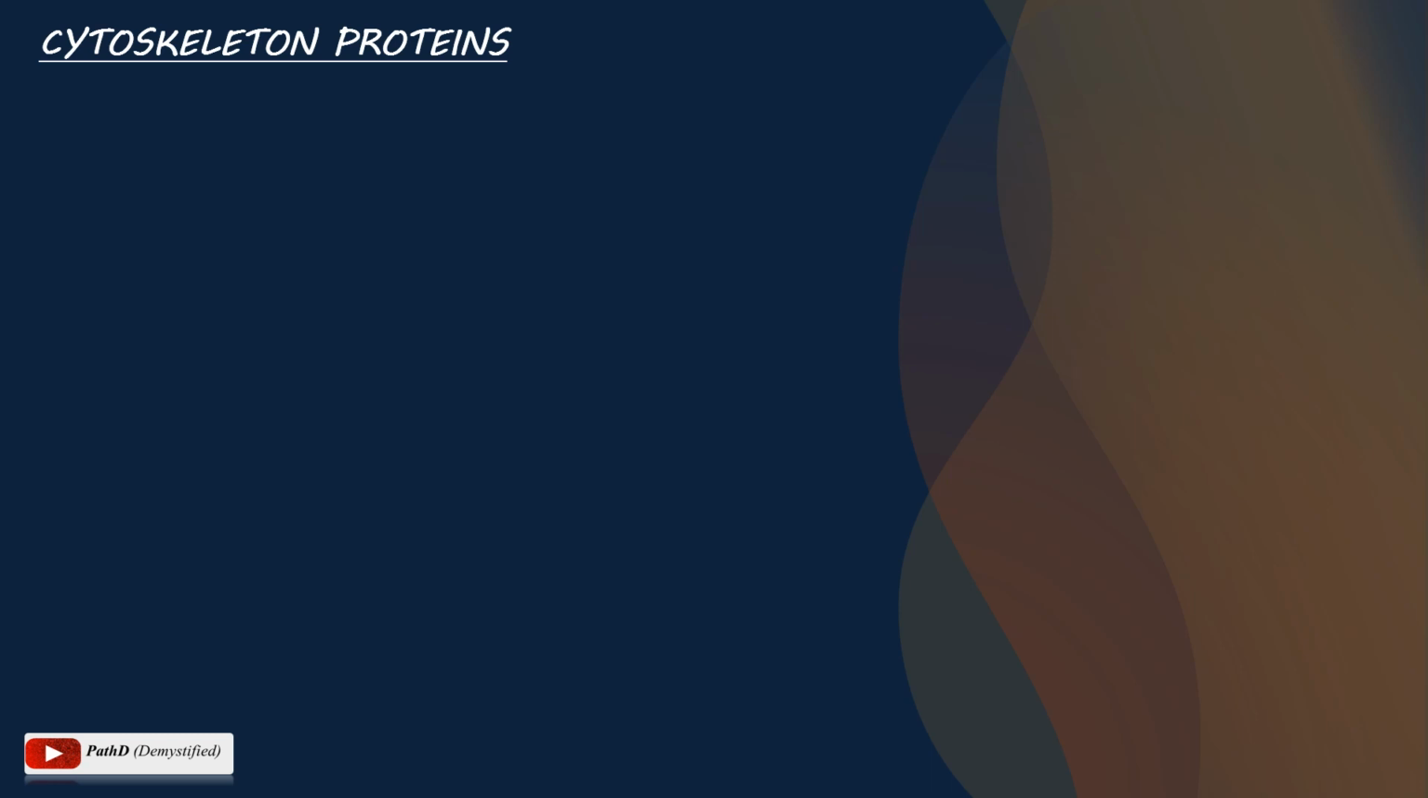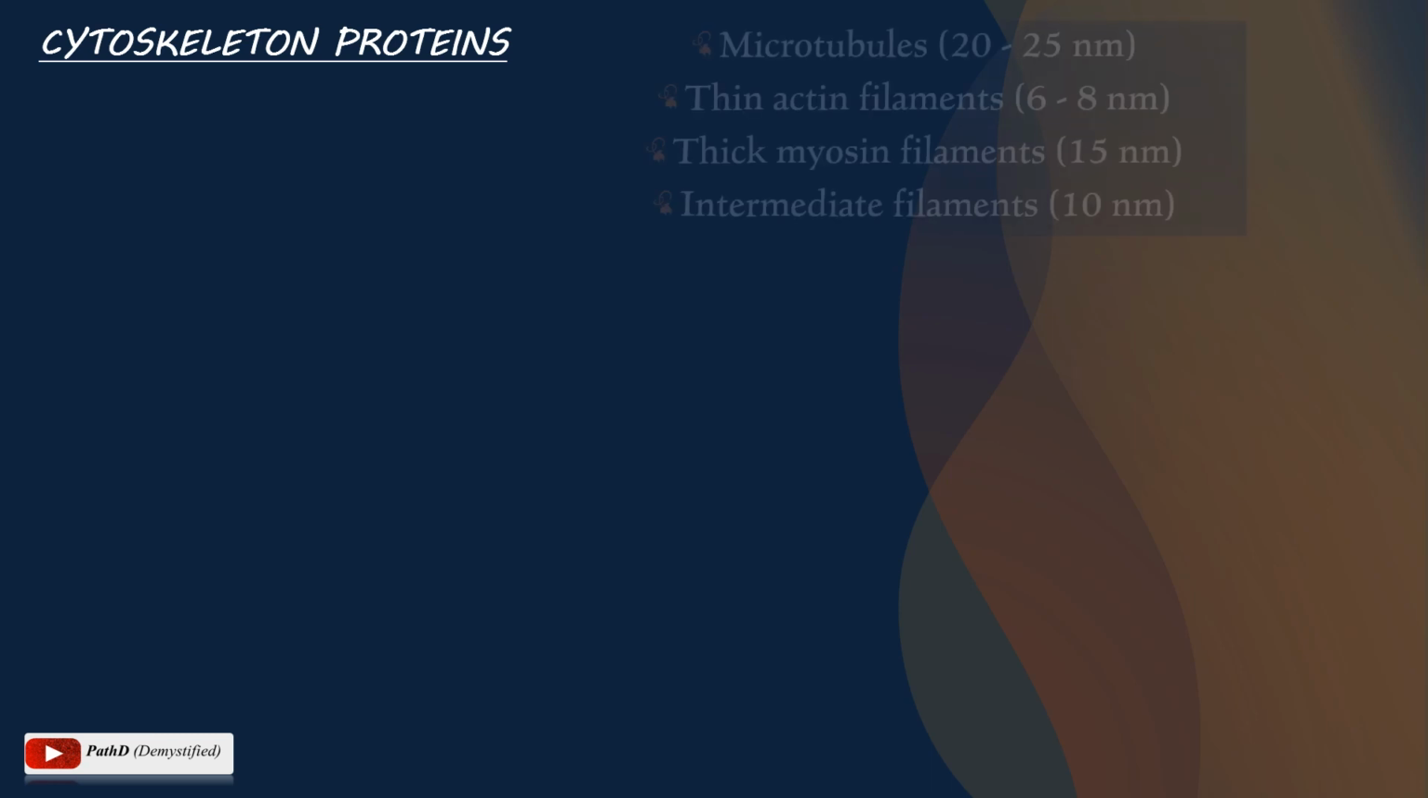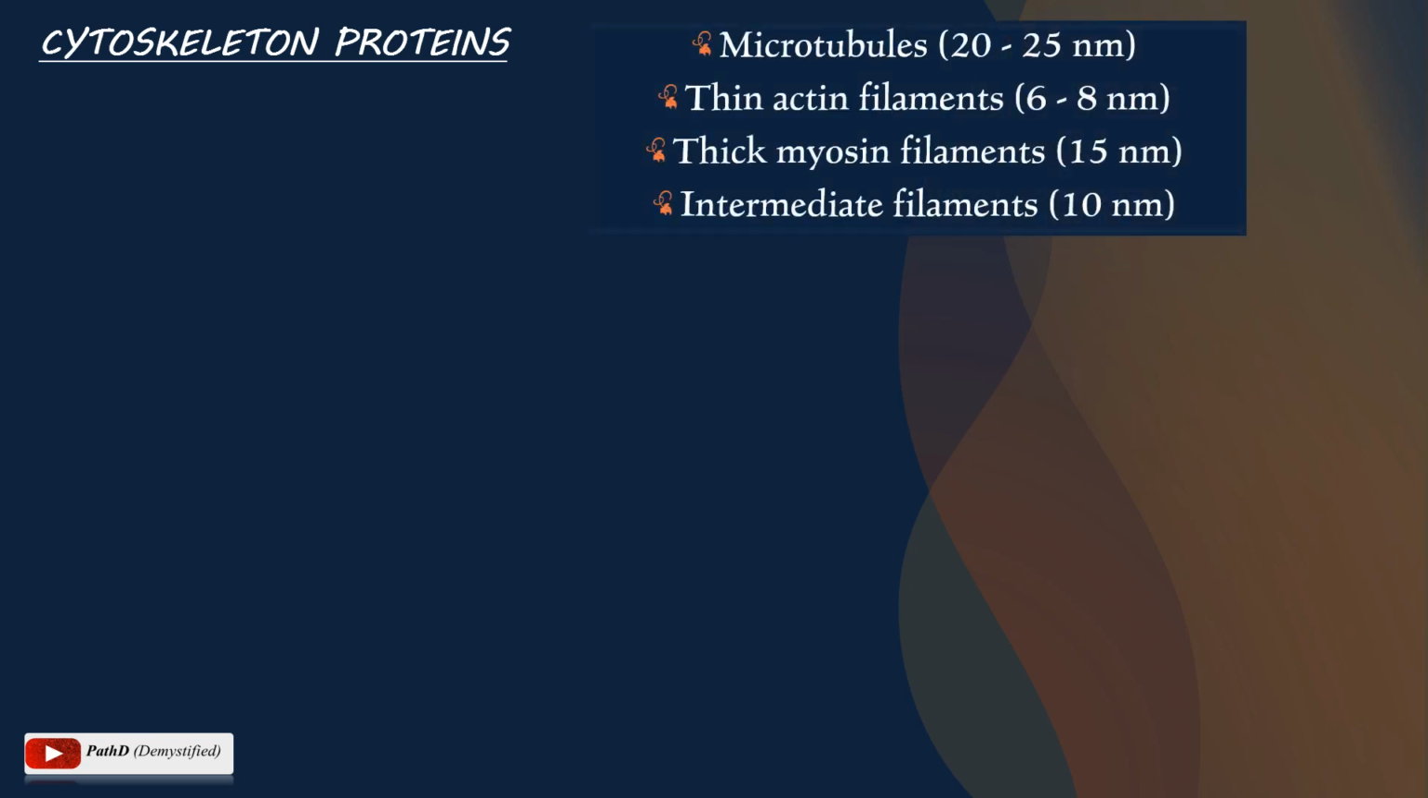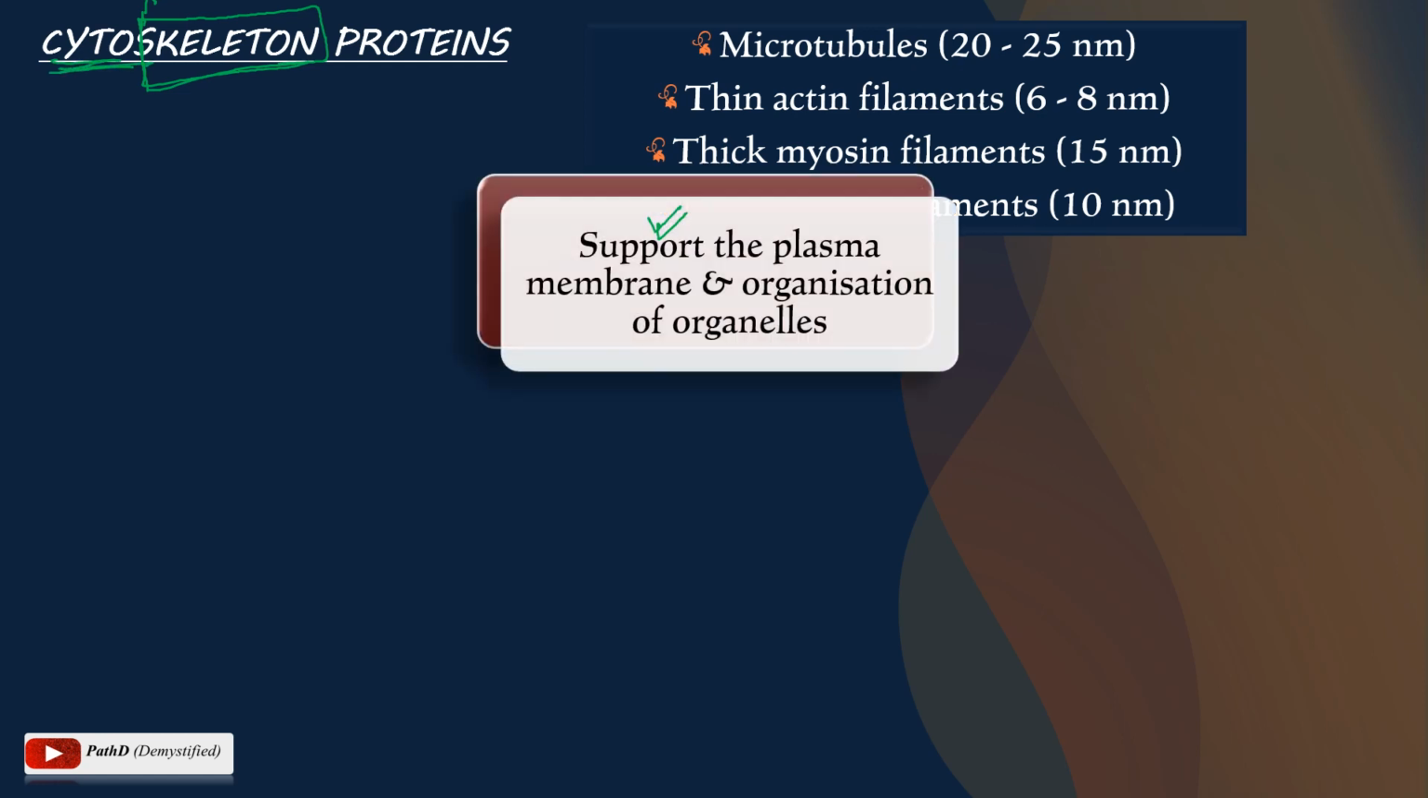So now before we move on to the third example, let's briefly understand a little bit about cytoskeleton proteins. The examples of cytoskeleton proteins are microtubules, thin actin filaments, thick myosin filaments, and intermediate filaments. But what are these? As the name suggests, skeleton, it is making the outer part of the cell. So these are the proteins that support the plasma membrane, and they help in organization of the basic skeleton of the cell. That is, they help in organization of the organelles within the cell.